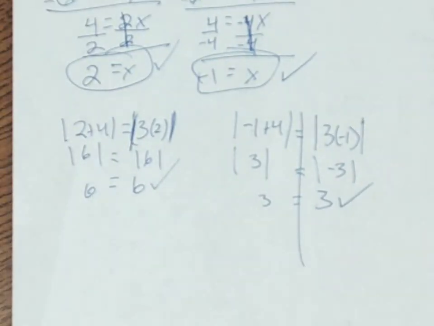That's awesome. So now you've seen an example where there was no solution, where there was one solution, and where there's 2 solutions.